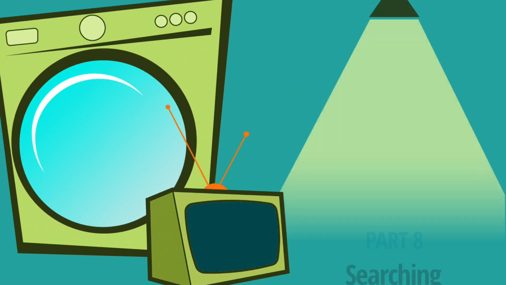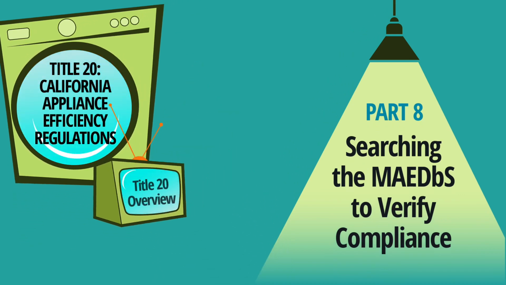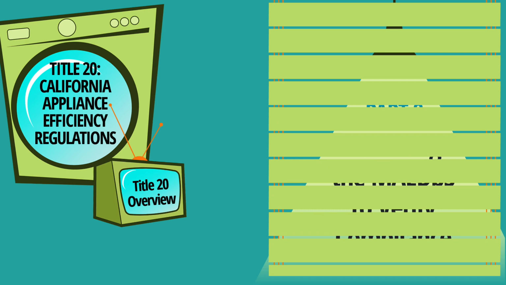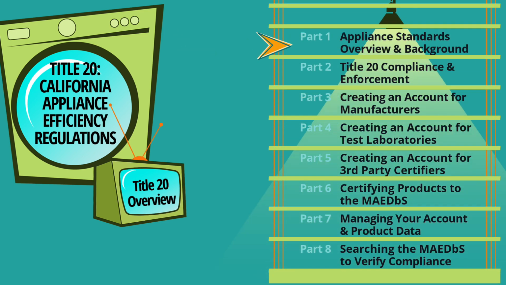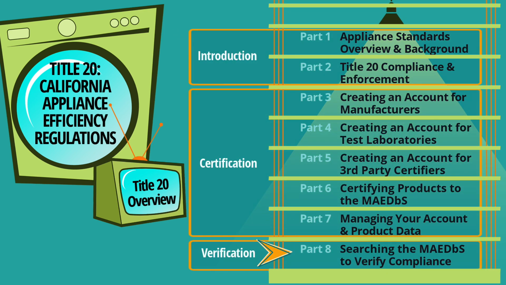This finishes Part 8 of the Energy Code ACE Title 20 Compliance Training Series. Be sure to check out any other parts you might be interested in. We especially recommend you see Parts 1 and 2 to put Title 20 and the MAEDbS in perspective. You can find them and other videos in the series on the Energy Code ACE YouTube channel or on the Title 20 training page of the Energy Code ACE website.